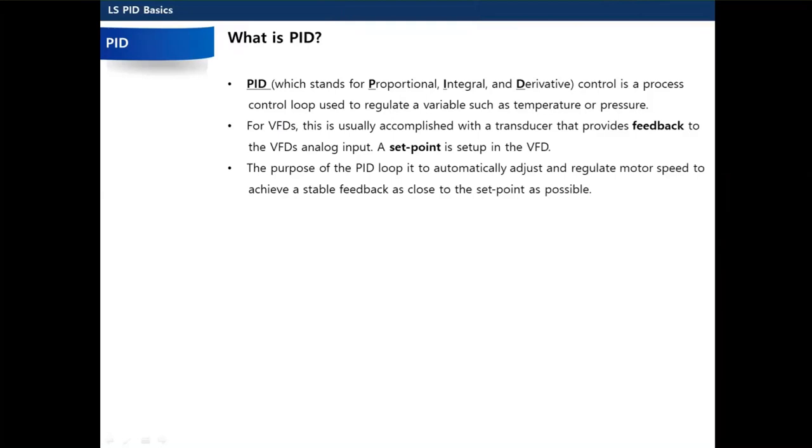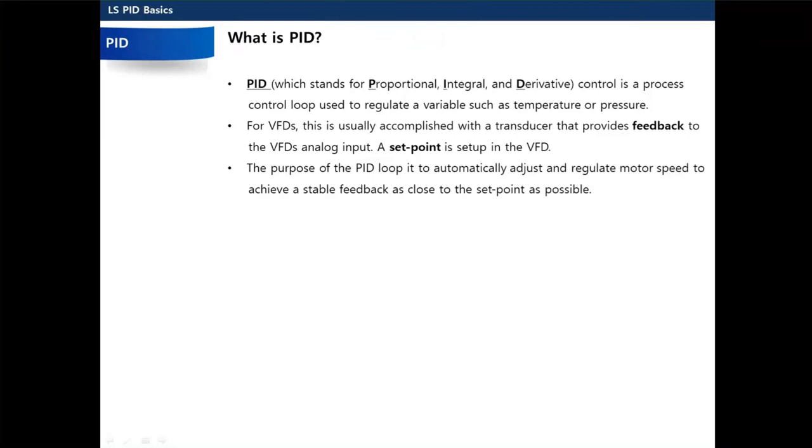So first off, what is PID? PID stands for three different terms. It's proportional, integral, and derivative. And it's a control process or a control loop that regulates a variable. And that variable would typically be like temperature or pressure or flow or something like that. We're trying to regulate a certain level.